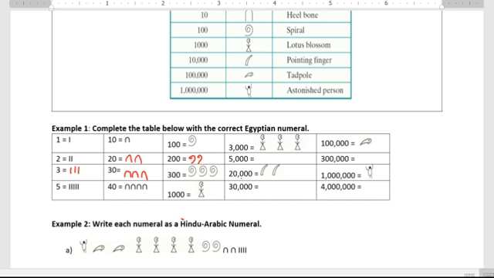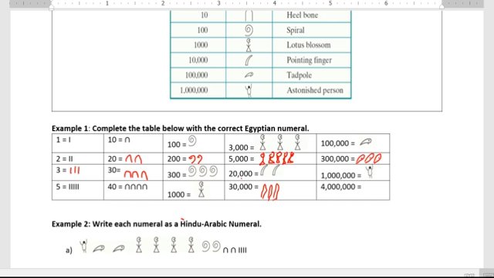And then for 5,000, a lotus blossom is considered 1,000. So we're going to need 5 of these. Then the pointing finger represents 10,000. So for 30,000, we're going to have 3 of these. And then the tadpole represents 100,000. So for 300,000, we're going to have 3 tadpoles.